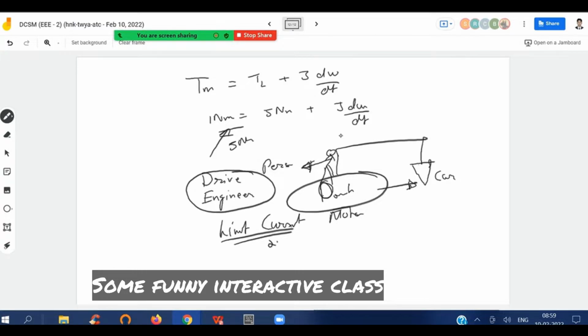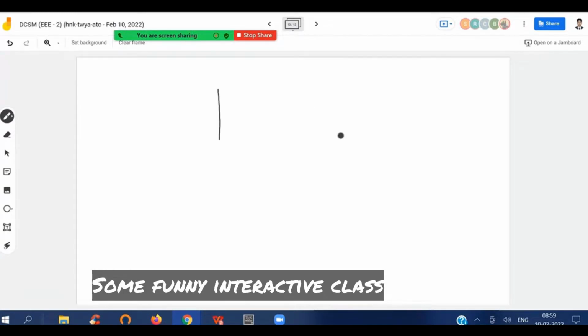It will limit the current to 20 amperes. It is not the motor who is doing it. It is the drive engineer. This drive engineer, what does it look like? Is it the motor? No. The drive engineer is the power converter.